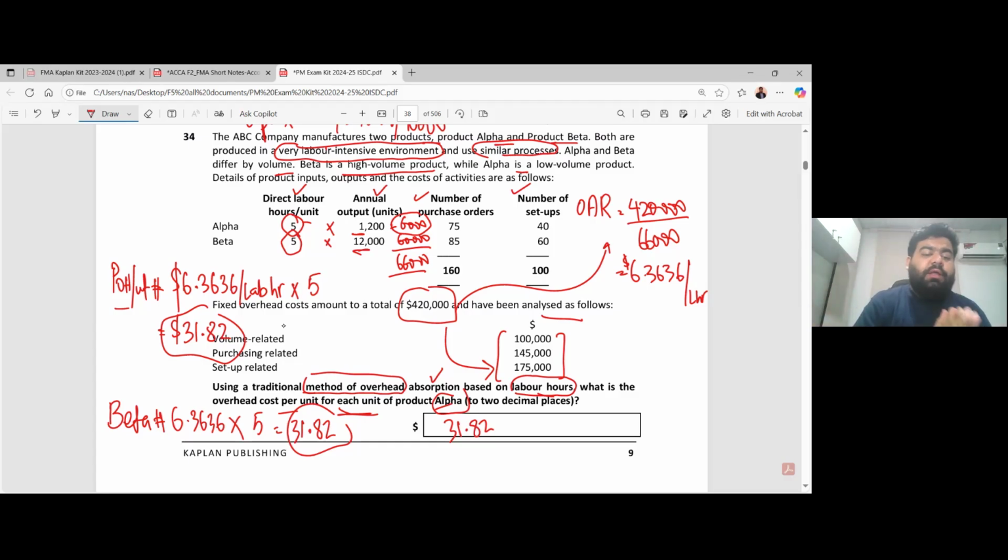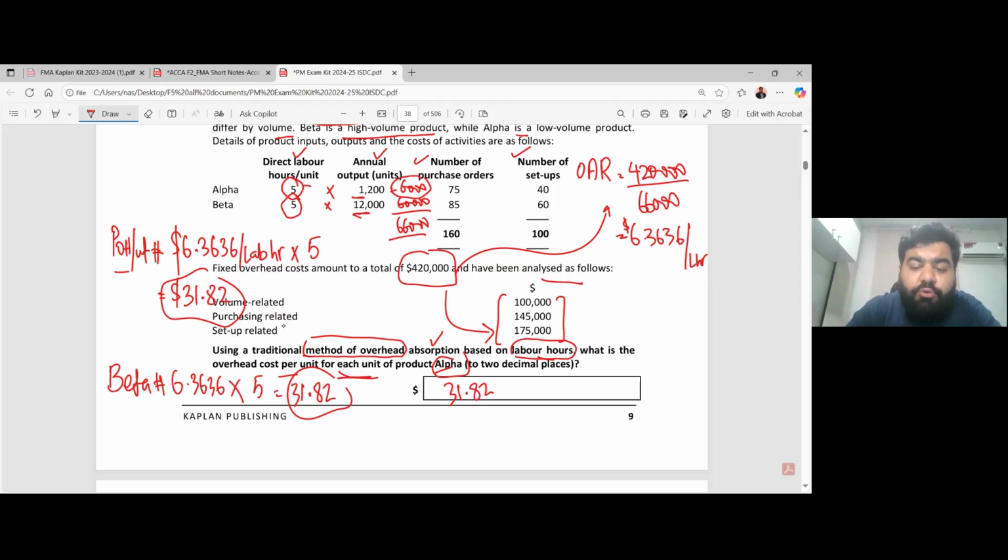For example, we calculate 6.3636 multiplied by 6,000 to calculate the total cost of alpha, then divide by 1,200. And when we do it for beta, we do 6.3636 into 12,000. The answer will come, and again we will divide by 12,000. In alpha, to calculate per unit, we divide the total overhead absorbed by 1,200. But in beta, we'll divide by 12,000. So again, the answer will come the same. So per unit is the same because labor hours per unit was the same.